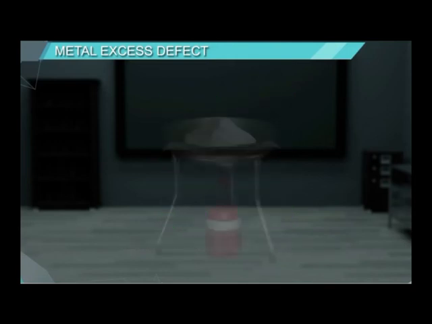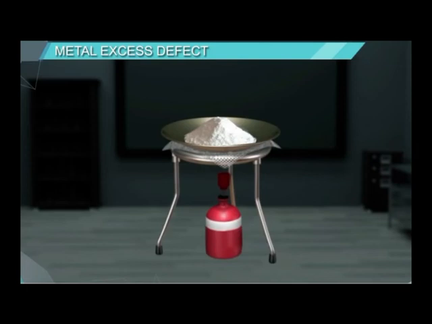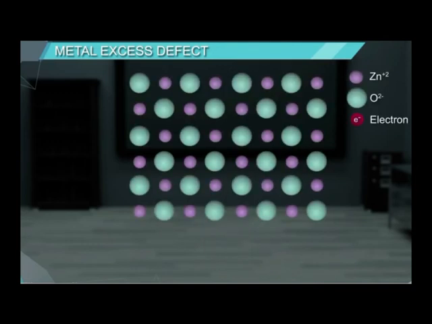Example: zinc oxide is a white or colorless solid at room temperature. But when zinc oxide is heated, it loses oxygen and turns yellow. ZnO gives Zn2+ plus 1/2 O2 plus 2e- on heating. The excess Zn2+ ions get trapped in the interstitial sites, and the released electrons get trapped in neighboring interstitial sites and maintain the electrical neutrality.